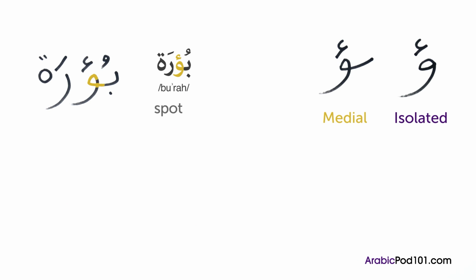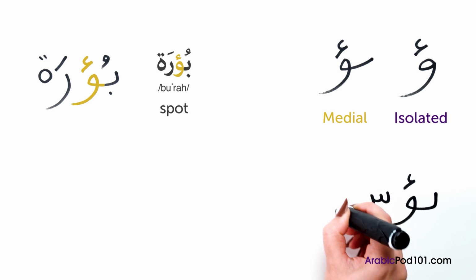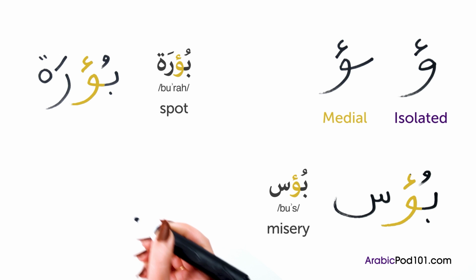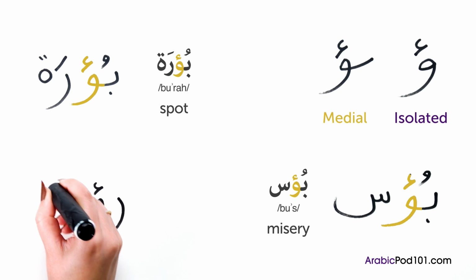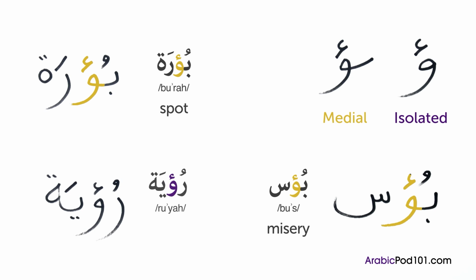بؤرة, spot. بؤس, misery. رؤية, vision. Note how the voweling sign of the letter before the hamza is dhamma in all of these examples.